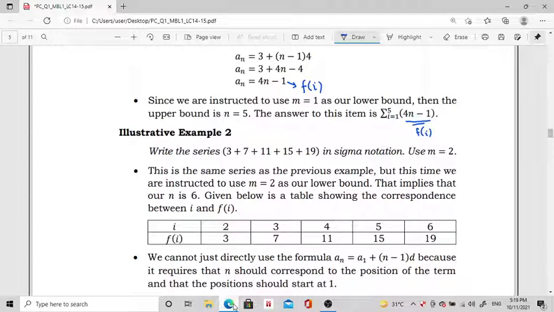Now we proceed to illustrative example number 2. Here, we are asked to write the same series 3 plus 7 plus 11 plus 15 plus 19 in sigma notation. But the difference here is that instead na ang gagamitin nating minimum value is 1, we will use 2. Now, what will be the effect of using a different minimum value?